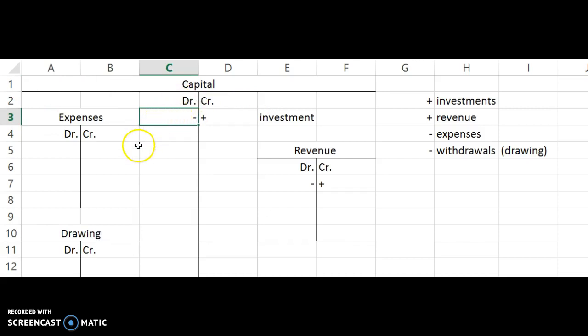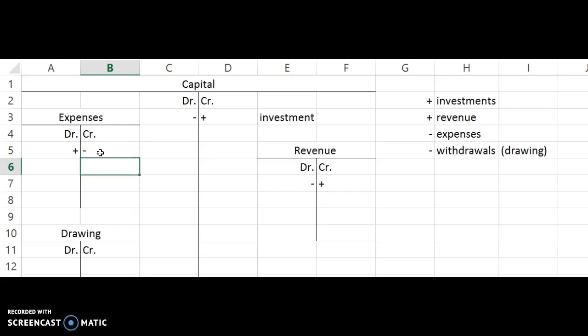And this is the hardest part to understand. We need to keep a running total and a positive total. So if you spent $1,000 this month on rent and another $1,000 on rent, that means you've spent $2,000. So expenses are going to increase on the debit and then decrease on the credit.